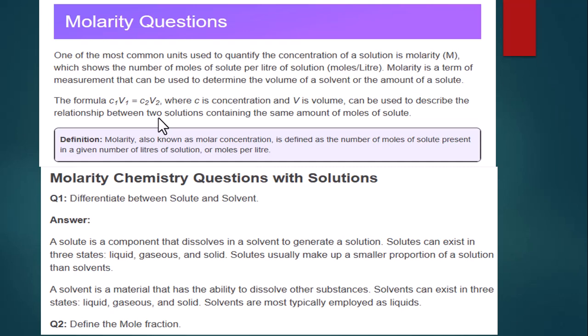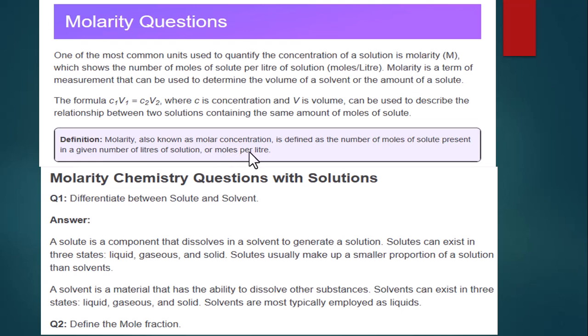So they say in the definition that molarity, also known as the molar concentration, is defined as the number of moles of the solute. So you calculate the number of moles of this solute substance present in a given number of liters of a solution. So the solution has to be in liters, or moles per liter. This definition of molarity has the SI unit of moles per liter, because remember we are saying C equals n over V, so it will have the SI unit of moles per liter.